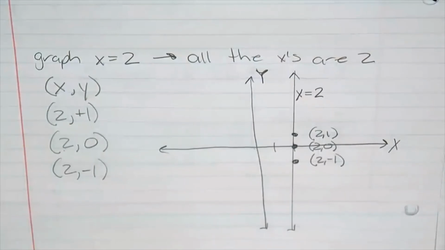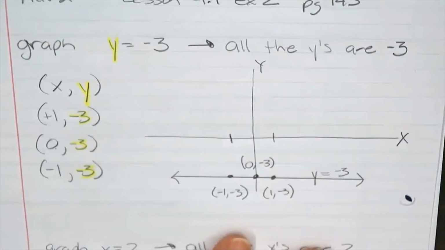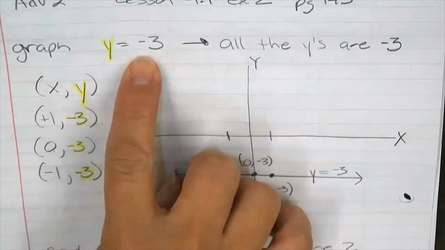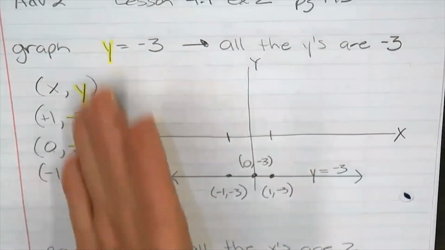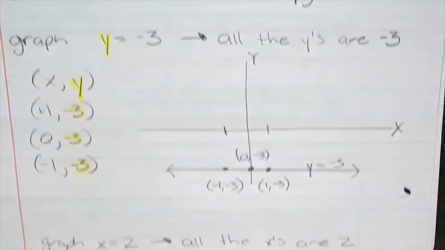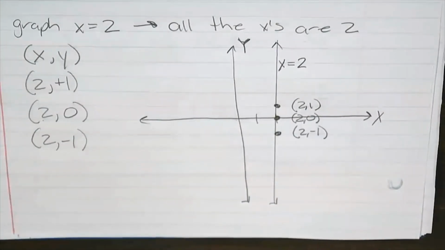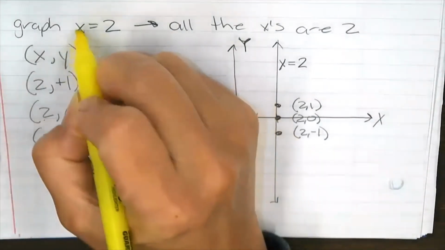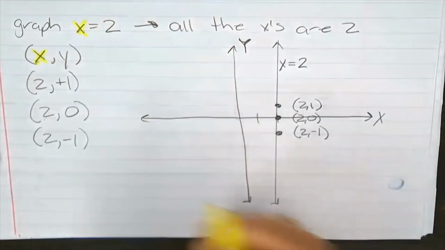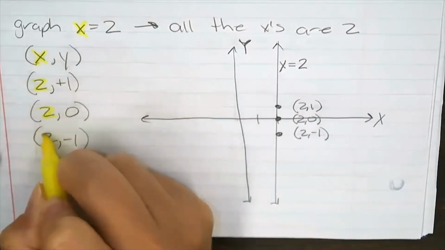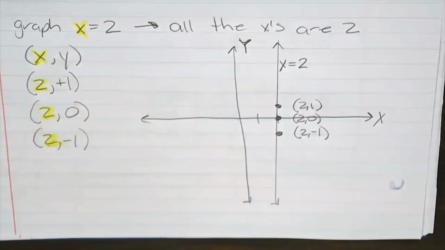So that's what we're doing today. We're still dealing with linear equations. We're just dealing with very special types of linear equations. We're dealing with y equals -3, in which case all of our y's are -3. And here we're dealing with x equals 2, in which case all of my x's are going to be 2. Okay?